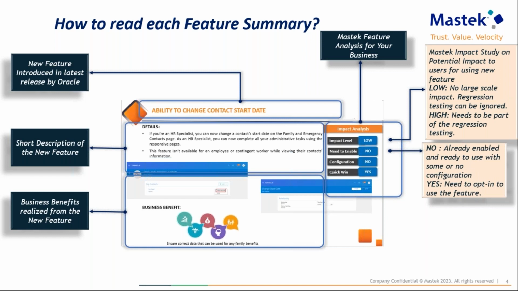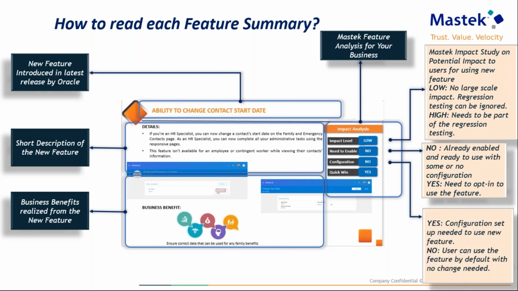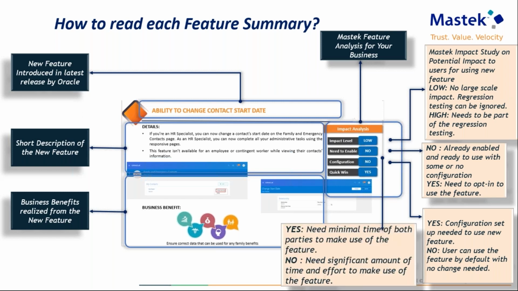Second, we are all aware that there are some features which are by default auto enabled by Oracle, and there are some which we need to opt for. Third one highlights the nature of the feature. There would be certain configuration which may be required, or some can be used without any changes. Last one is a quick win. This term we use to simply convey what is ready to use by investing a minimum amount of time, and what requires a significant amount of time and effort to make use of the feature.